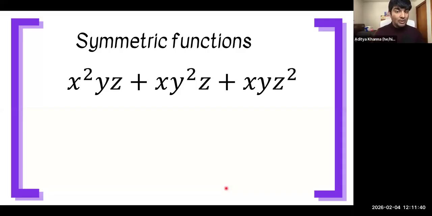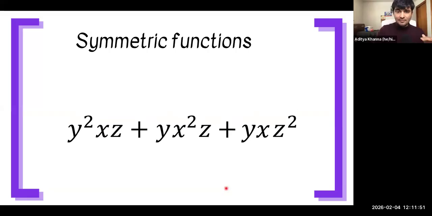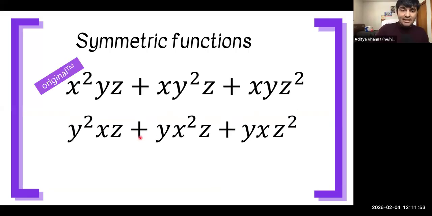A symmetric polynomial is a multivariable polynomial such that if I swap any 2 variables, the polynomial does not change. So if I swap x and y and compare it to the original polynomial, I have a y squared xz here, I have a y squared xz here, I have a yx squared z here, I have a yx squared z here, I have an xyz squared here, and I have a yxz squared here. Everything matches up. So this polynomial did not change.